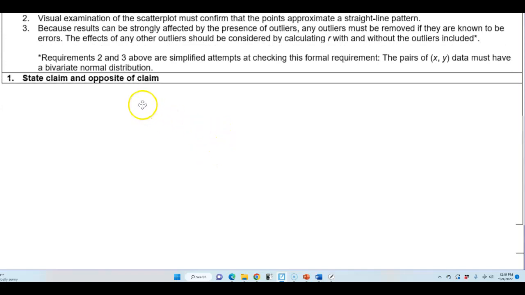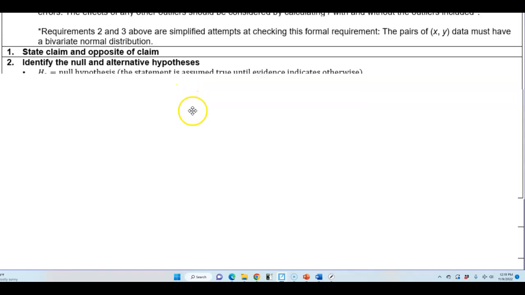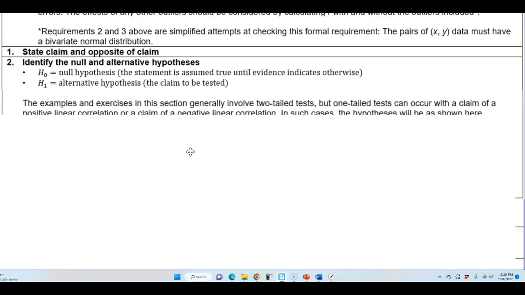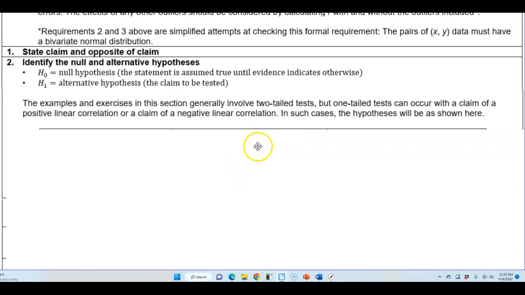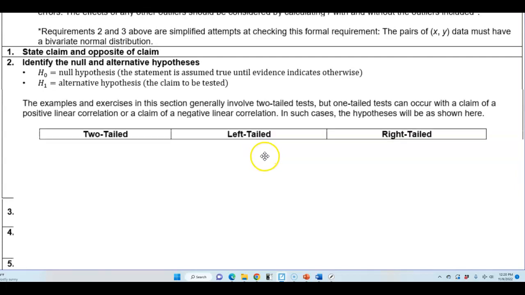Number 1, you state the claim and the opposite of the claim. Number 2, you identify the null and the alternative hypothesis. The null hypothesis is the statement assumed true until evidence indicates otherwise. The alternative hypothesis is the claim to be tested. The examples and exercises in this section generally involve two-tailed tests, but one-tailed tests can occur with the claim of a positive linear correlation or a claim of a negative linear correlation. In such cases, the hypotheses will be as shown here.